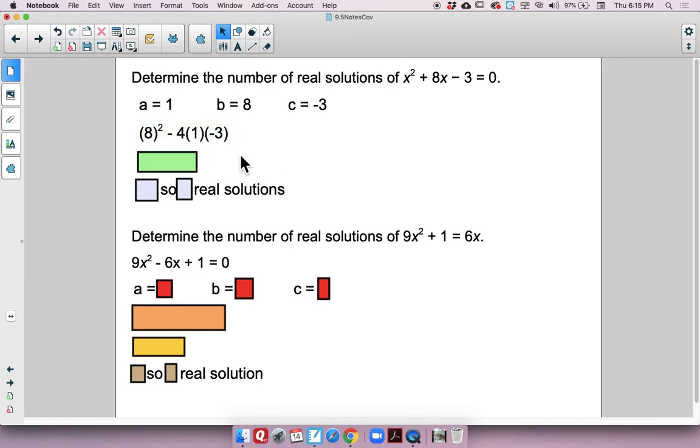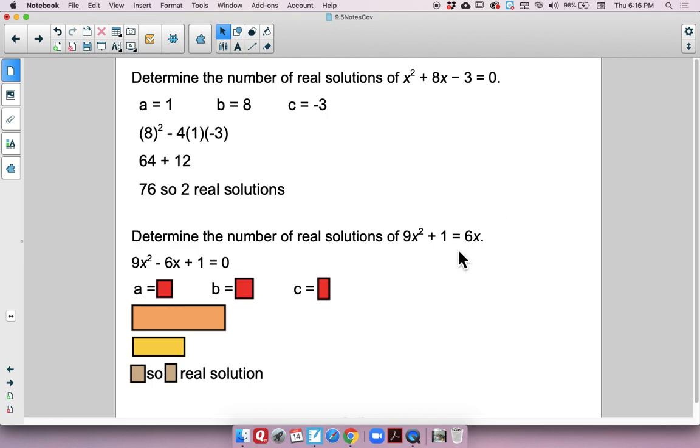Notice I didn't even write out the full formula here. There's no need to. I'm just doing the b squared minus 4ac part. And what do I get? 64 minus 4 times 1 times negative 3. Two negatives being multiplied makes a positive 12. So that means it's going to be 76. Our discriminant is 76. That's a positive number, so 2 real solutions. Simple as that.